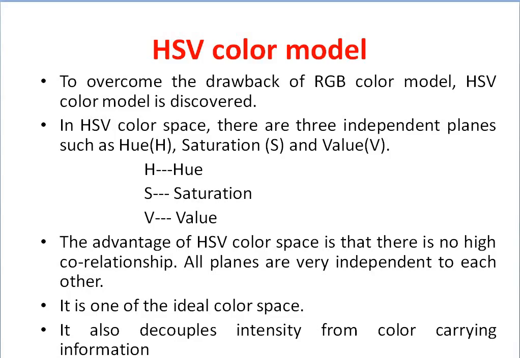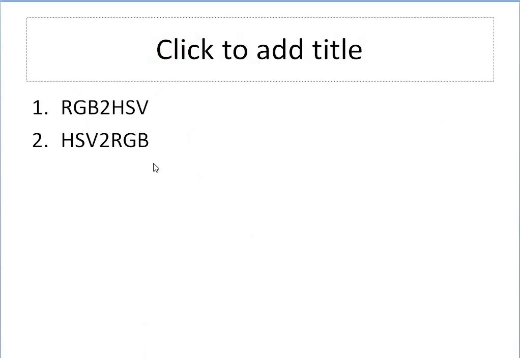However, we can convert the RGB color model to the HSV color model as well as the HSV color model to the RGB color model in MATLAB. To do this, MATLAB provides two predefined functions: the first is rgb2hsv and the second is hsv2rgb. The rgb2hsv function converts an image from the RGB color model to the HSV color model, whereas hsv2rgb is used to convert an image from the HSV color model to the RGB color model.